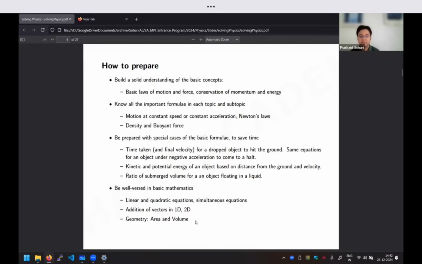So in mathematics, the basic things that you need to know to solve these problems are basic linear equations, quadratic equations, simple simultaneous equations, just two variables, very rarely three variables. And then some basic knowledge of vectors, like how to add vectors in one dimension and two dimensions. And some geometry formulae, like typical volumes, area, surface area, and things like that. So nothing advanced. All of this you already know how to do at the school level. It should just be very efficient for you. It should not take time for you to do any of these things.